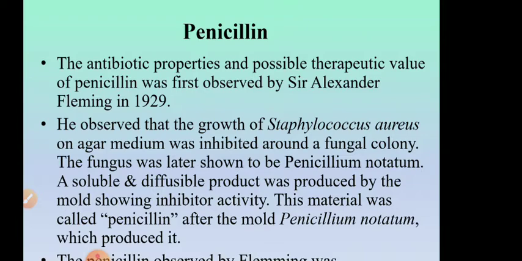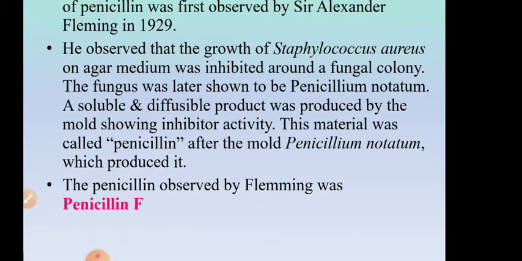Later on, after identification, the fungus was identified as Penicillium notatum. A soluble and diffusible product was produced by the mold which had inhibitory activity. That means a soluble, diffusible product was produced by the mold Penicillium notatum, which had the ability to inhibit the growth of S. aureus. This material was called penicillin after the name of the mold which produced it, that is Penicillium notatum. The penicillin that was observed by Fleming was penicillin F.